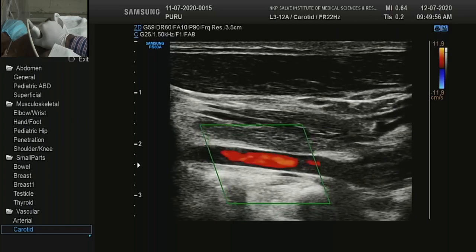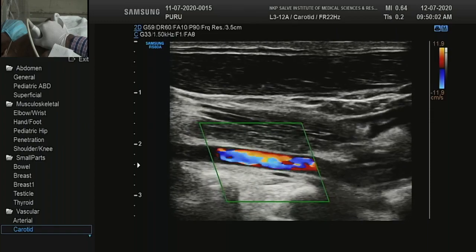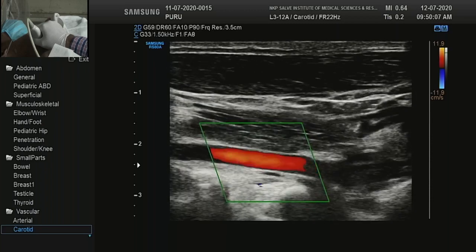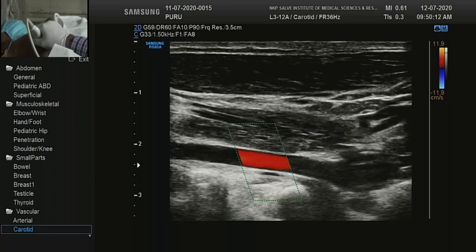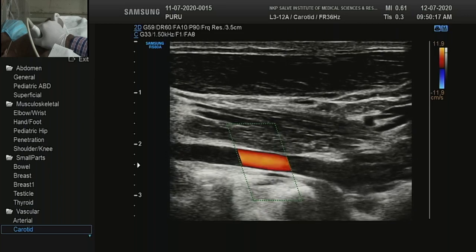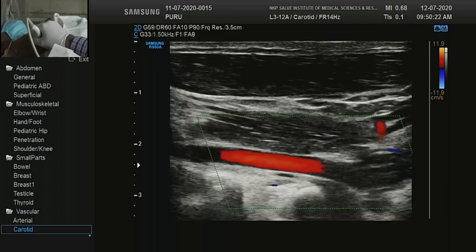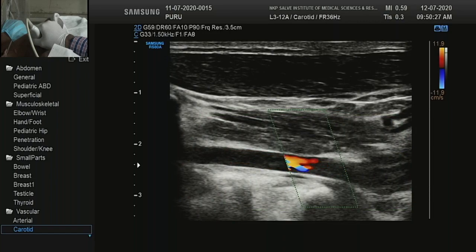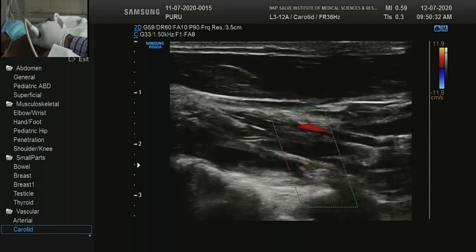Other thing, while doing Doppler, we should always remember that this is the size of the color box we are using. If you reduce the color box to the optimum, it will give better information. And do not increase boxes like this. It will unnecessarily pick up color from all vessels around, and you will increase your examination time. We want to reduce the examination time so that it becomes very crisp and precise.